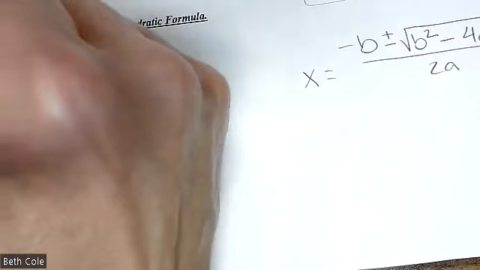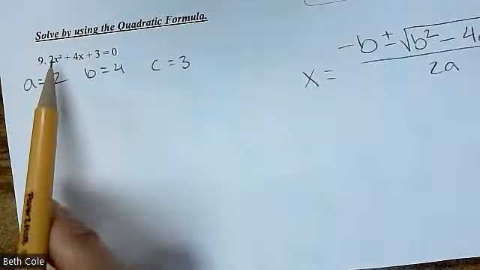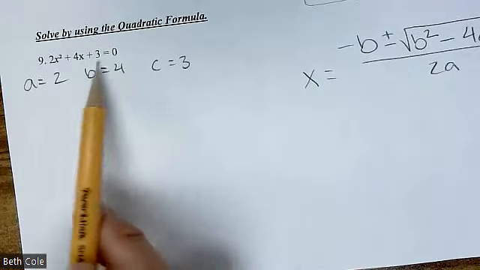I always write out what's a, b, and c. You can agree or disagree with that, but a is 2, b is 4, c is 3.